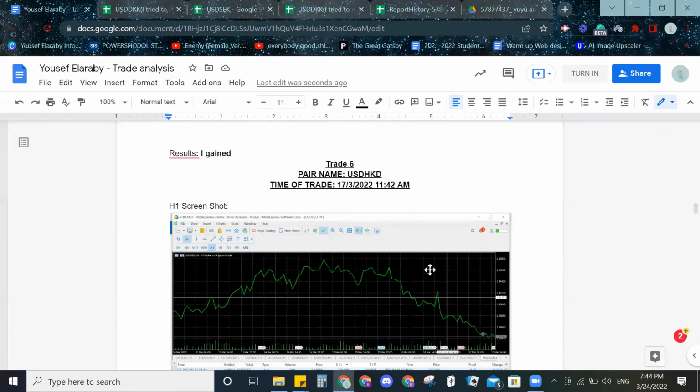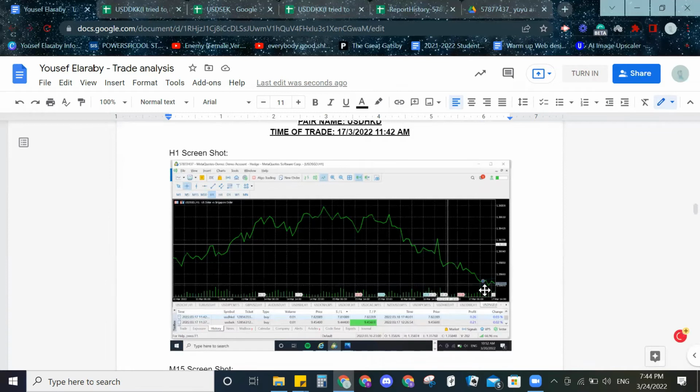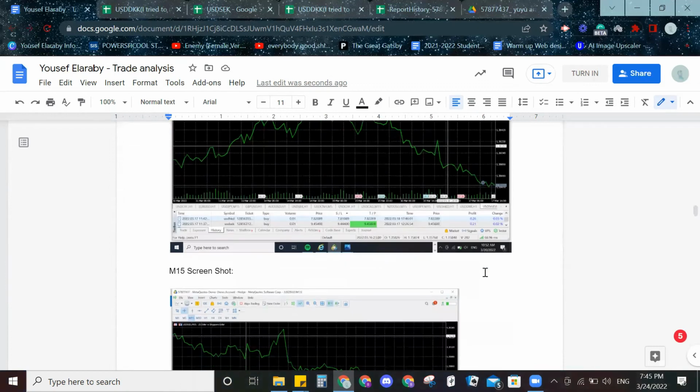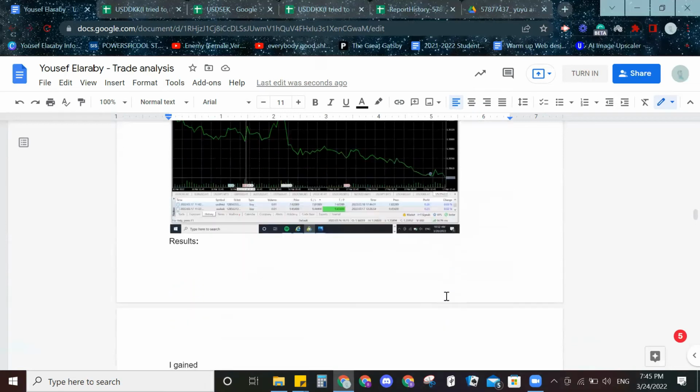Then we have USD to HKD. Again, I bought here. And since it already had a spike upwards when I bought it, I thought, oh, it's going to increase. Unfortunately, it did decrease a tiny bit, but then it came back up. As you can see right there in the 15, it's shown better how much it increases. So you can see the increase, then it decreases. That's when I bought it, and then it increases all the way up. The result of that was a gain.